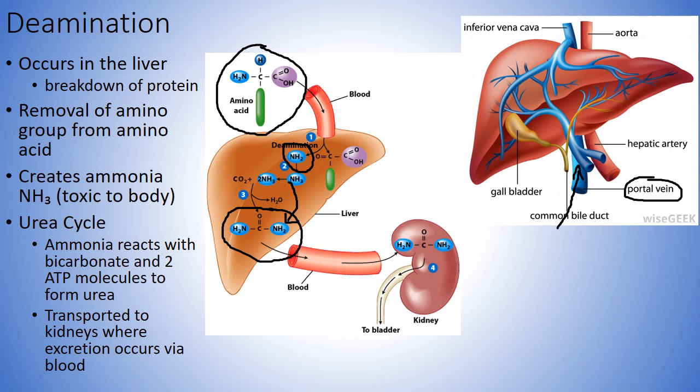That's where the liver will take care of all of the different types of functions that are crucial to not only the organ system function but also cellular function. Deamination is very important on the test. You need to know this, because once urea is formed by the urea cycle, it will be transported to the kidneys where excretion will occur.